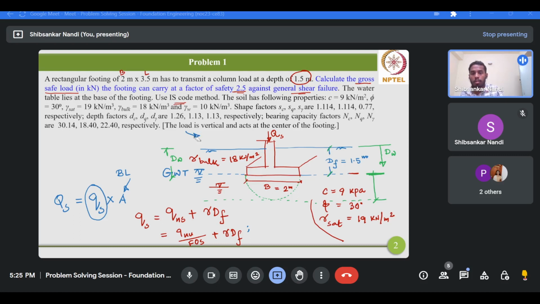Again here I am writing this, the significance of this statement, that ic, iq, i gamma is all at 1.